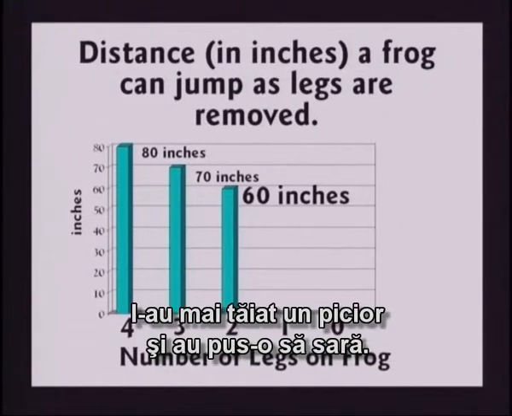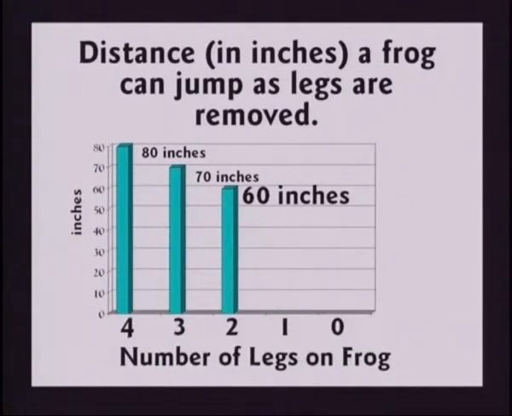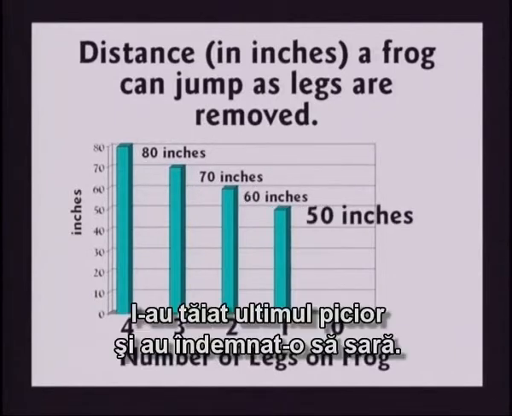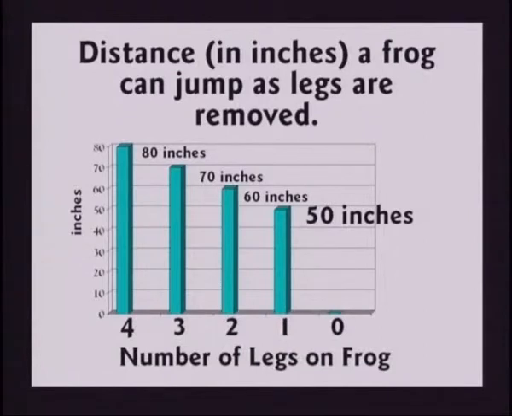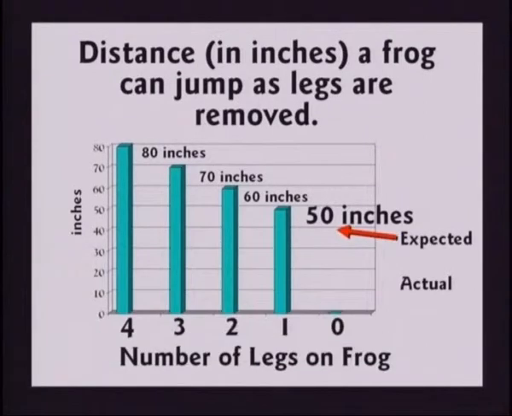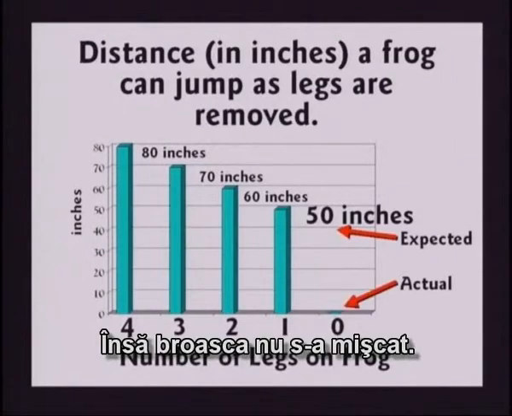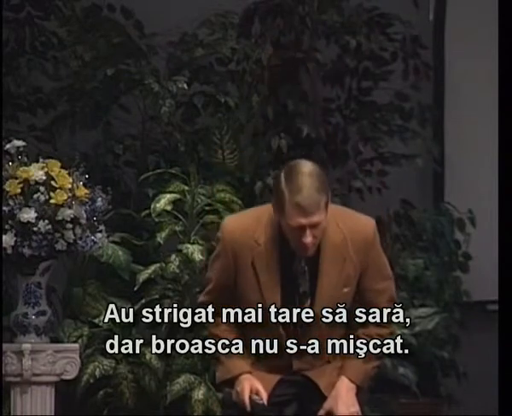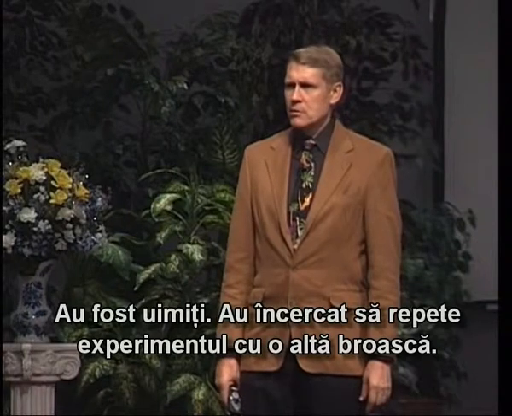They brought him back, cut off another leg. Said, jump, frog. He went 50. They brought the frog back, cut off his last leg. Said, jump, frog. They expected he might go maybe 40 based on the data so far. Actual jump was 0. The frog didn't move. They yelled louder, jump, frog. Frog didn't move. They were baffled.